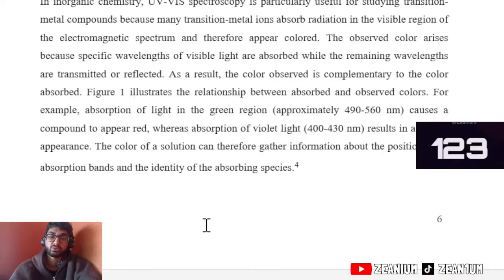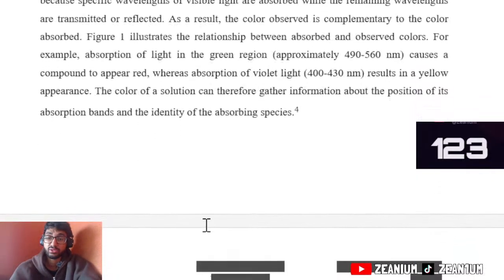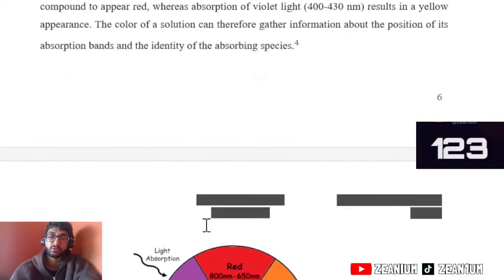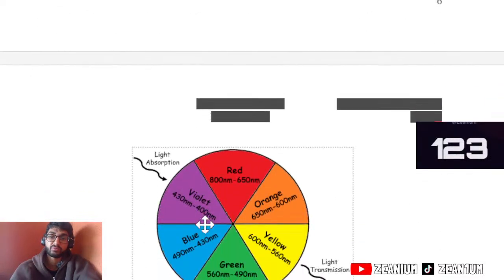Figure 1 illustrates the relationship between absorbed and observed colors. For example, absorption of light in the green region, approximately 490 to 500 nanometers, causes the color to appear red. The color of the solution can therefore give information about the position of its absorption band and the identity of the absorbing species.